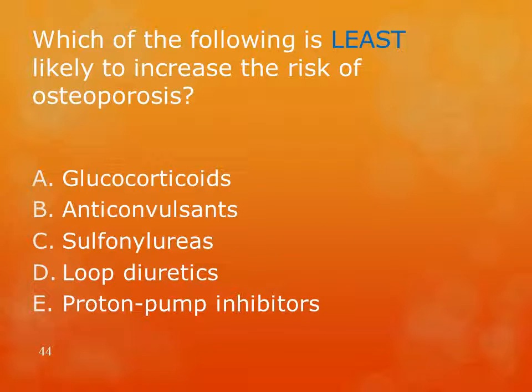Which of the following is least likely to increase the risk of osteoporosis? Being on glucocorticoids, we know that's a risk. Anticonvulsants, that was one of the class of medications that I tried to emphasize puts people at risk for osteoporosis. Sulfonylureas were not specifically mentioned. Loop diuretics, they can cause renal calcium wasting. And proton pump inhibitors, certainly. The correct answer is C. Sulfonylureas do not have a direct known effect on bone mineralization.